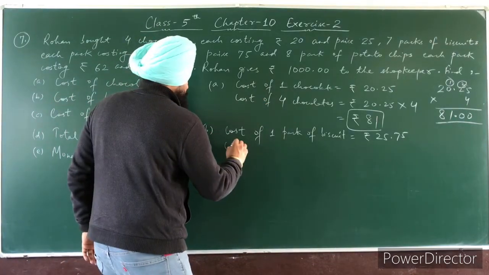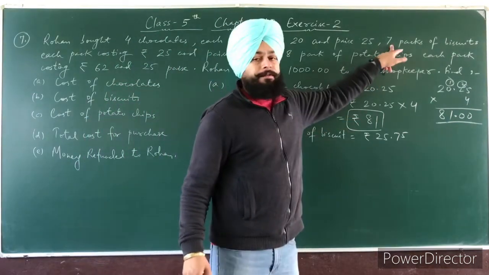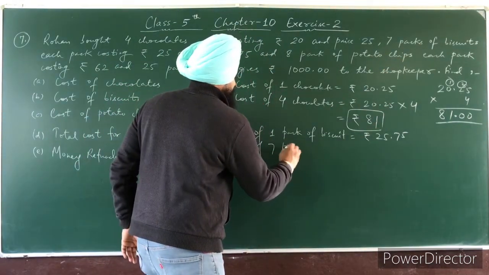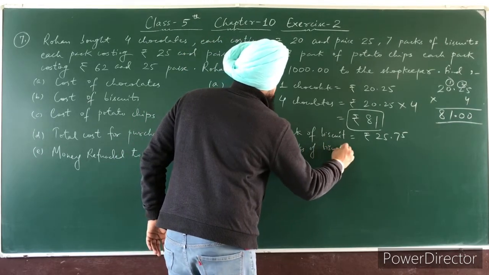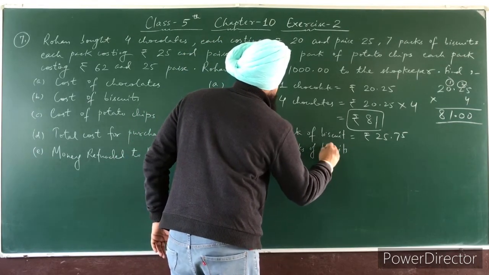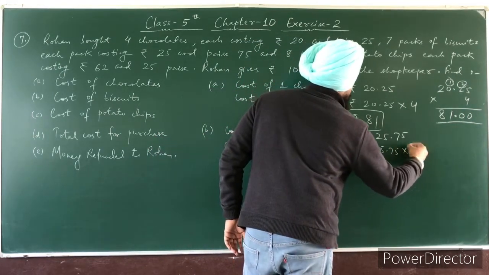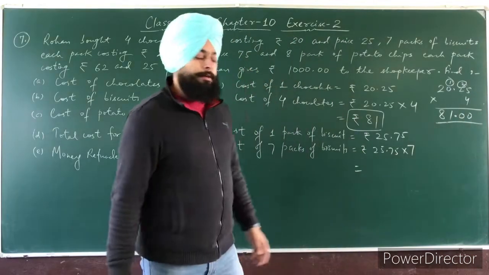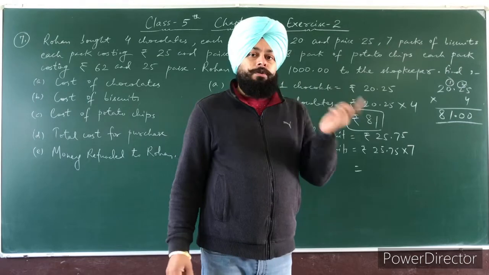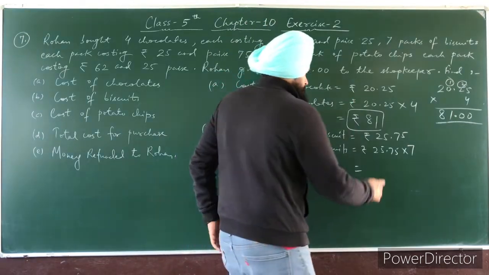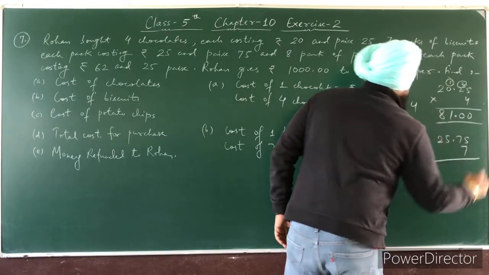Now find the cost of how many packets of biscuits? 7 packets. So 7 packs of rupees 25.75 into 7. You will multiply the cost of each packet with 7. You will get the total cost of 7 packets. So see here, 25.75 into 7.